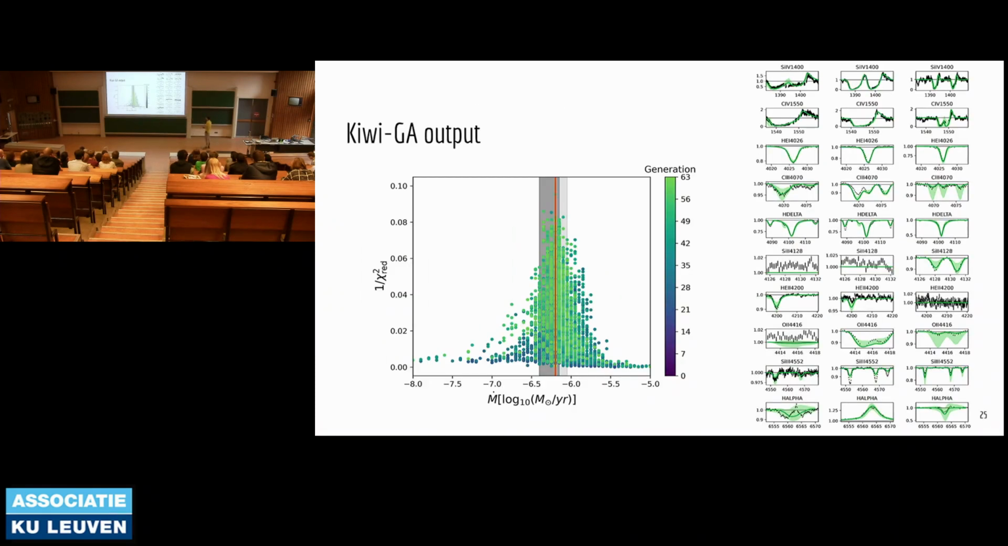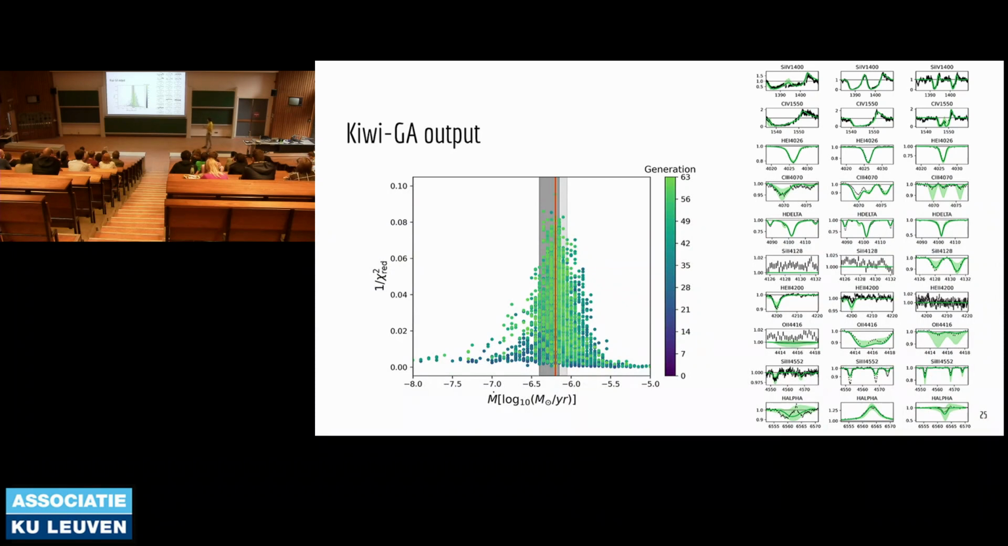This is the generic output you get out of Kiwi-GA. What you see here is the spectra you get out. So it's 3 different stars. You have the observations in black, and then the best fit in the dark green line. And the light green shade gives you the 1 sigma region around it. And in general, they fit reasonably. There are some lines that are not fitting perfectly, but in general, we get out reasonable fits.